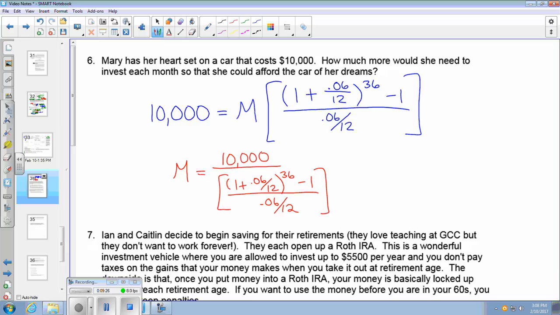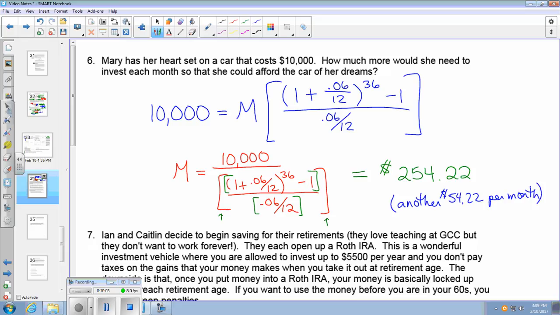All right, so if you're typing this in, you want to do 10,000 divided by, and you're going to keep this set of brackets or parentheses in there. But you're also going to want to include one to keep the top together and one to keep the bottom together. When you do that, and again, press pause, double check this, make sure you get your calculator to work for you. You should get that her monthly payment should be $254.22. So in other words, she's going to have to put in an additional $54.22 per month. So if she wants that $10,000 car, she's got to save another $54.22 per month.